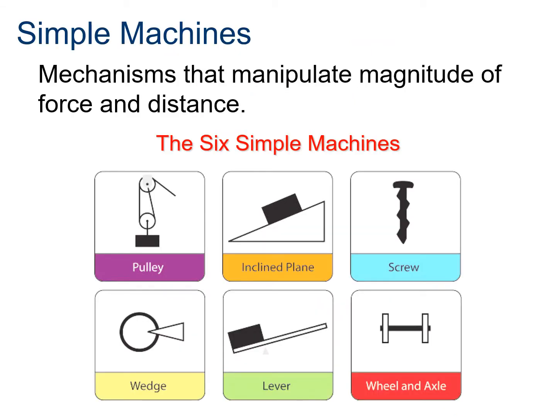Simple machines are essentially a compromise where we're willing to increase the distance where our effort is exerted in order to produce more force, or sometimes we may want the opposite. The 6 machines we will focus on include the pulley, inclined plane, screw, wedge, lever, and the wheel and axle.